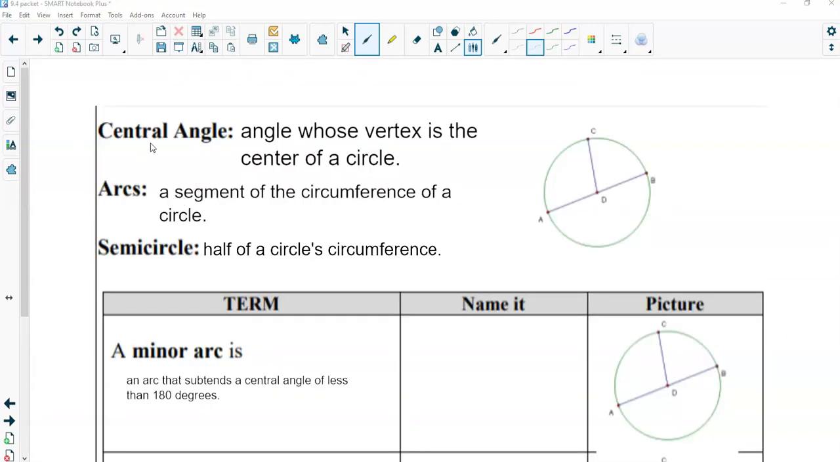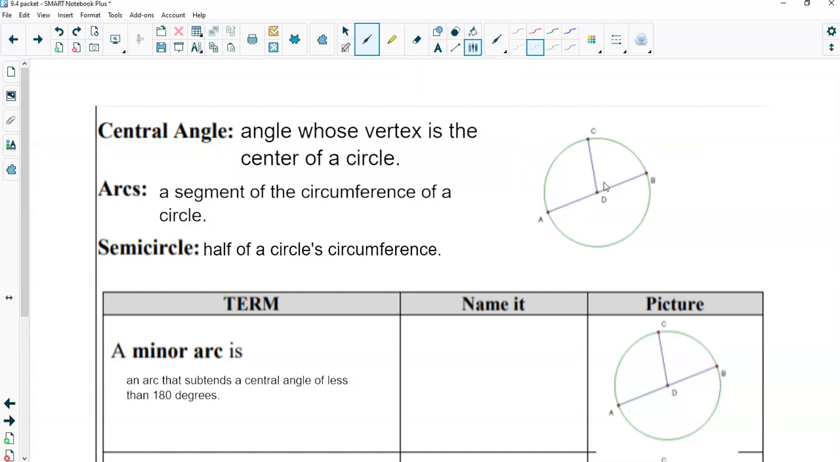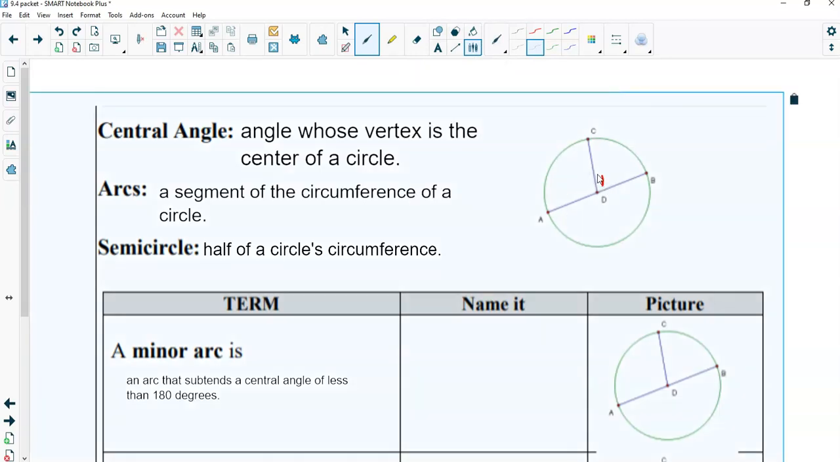Okay, here's a central angle. Here are some other definitions. What is a central angle? It's the angle whose vertex is the center of a circle. For example, right here, let's call this angle 1. This central angle right here, that's the central angle, angle 1. We could call it also angle CDB. That is a central angle, see?